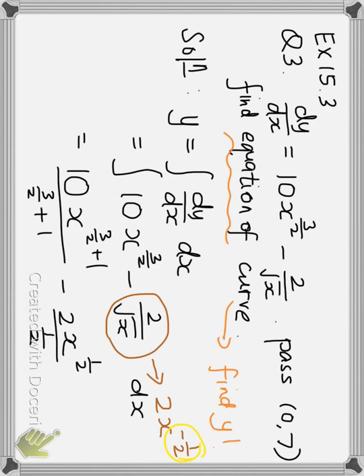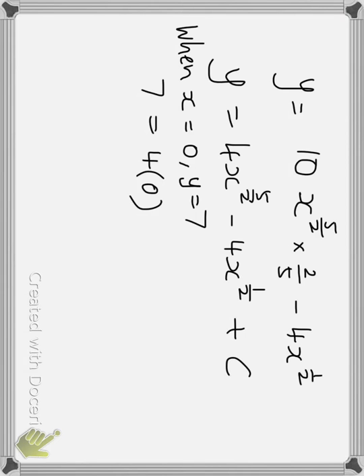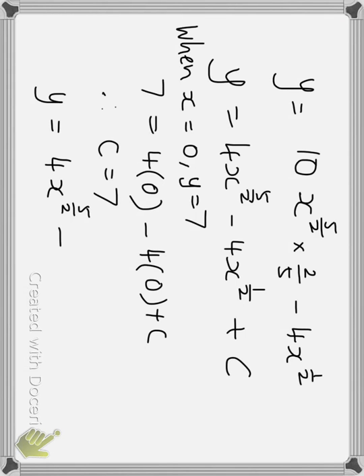Now, then go back to the question and say, what does this mean? It passes through the point (0, 7). This is where you need it. When x is 0, y is 7. Okay? So then now you substitute 7 equals 4 times 0. Now you can choose to write power, whatever. It actually doesn't really matter. So therefore, c is 7. So what is the equation? y equals 4x to the power 5 over 2 minus 4x to the power half plus 7.